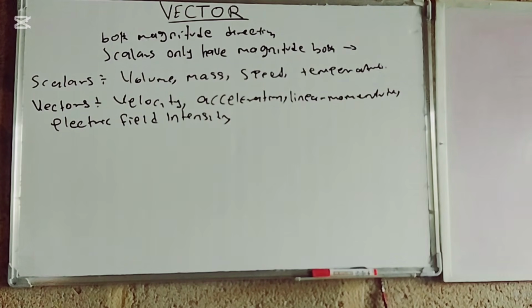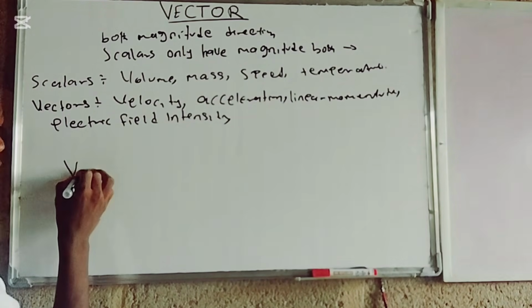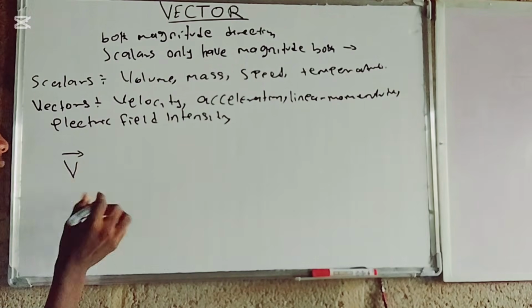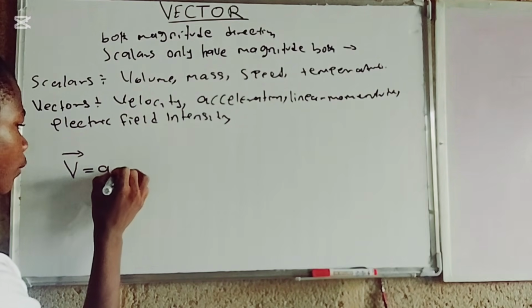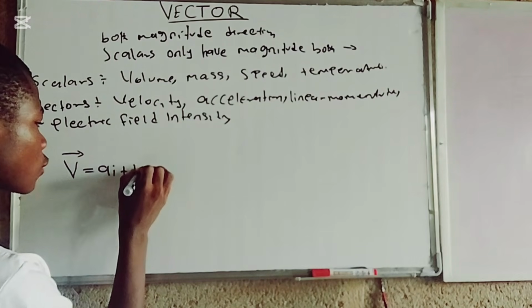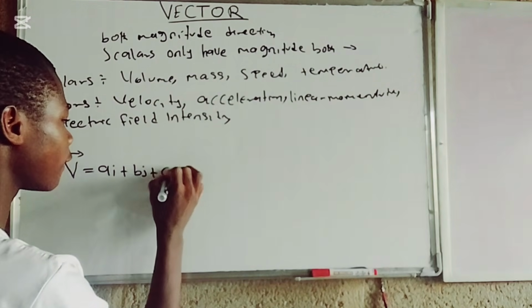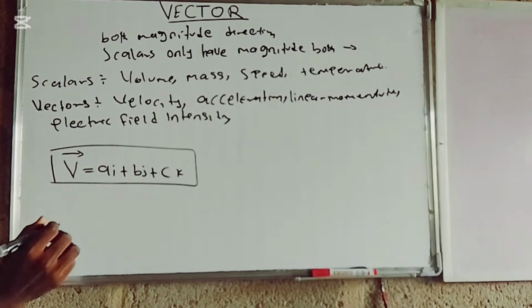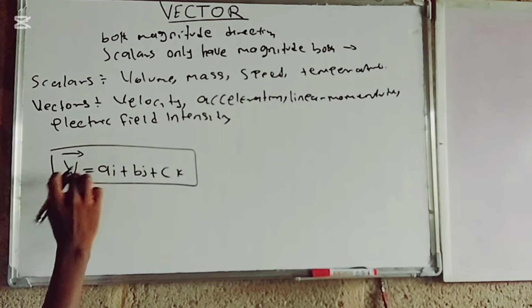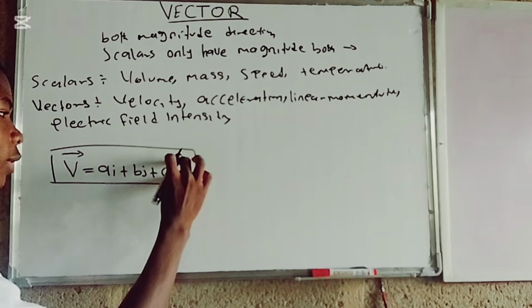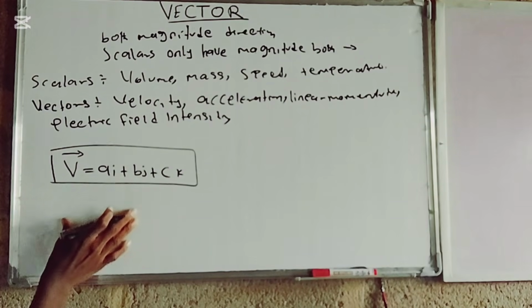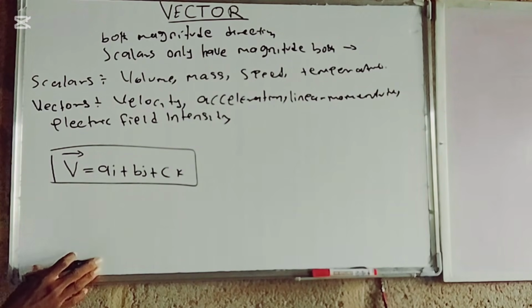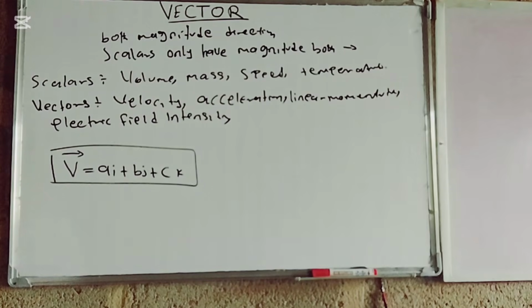So you have to take note that if I say vector, what do I mean? Let's say I have V, with the direction shown, it is showing that this is a vector. Let's say I have Ai plus Bj plus Ck. So this is a vector. This shows the direction of V, as I write this i, j and k. This is a vector quantity because it has magnitude and direction.